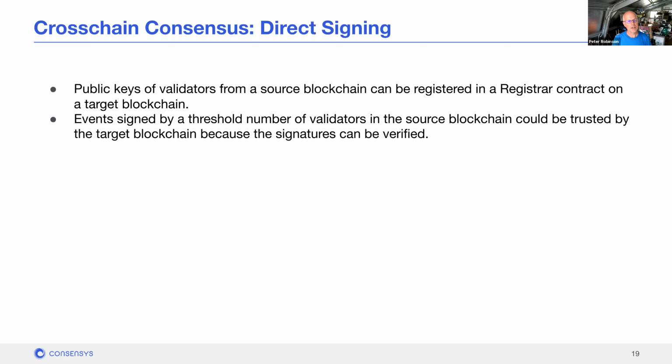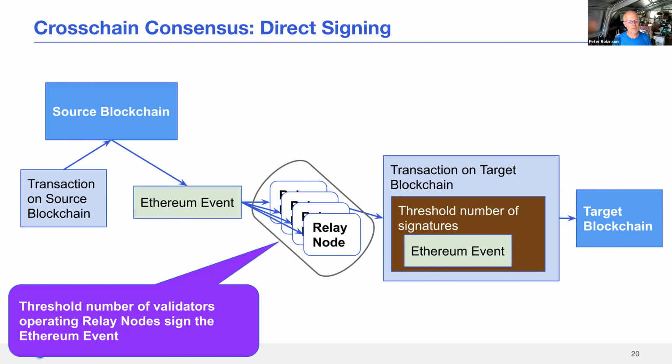And so showing that diagrammatically, you've got a threshold number of these relay nodes work together to sign the event. And then one of those relay nodes will have the event and the threshold number of signatures, and it'll package that up into a transaction and execute the transaction on the target blockchain.